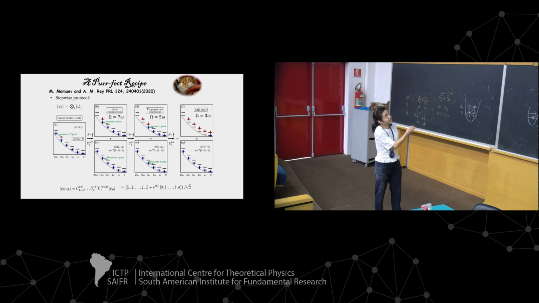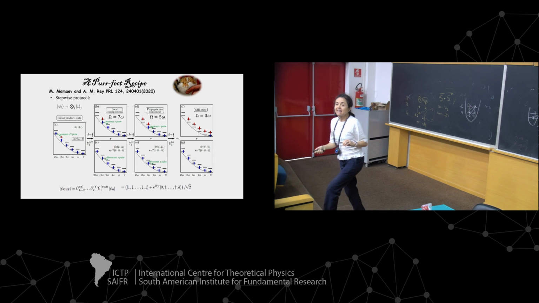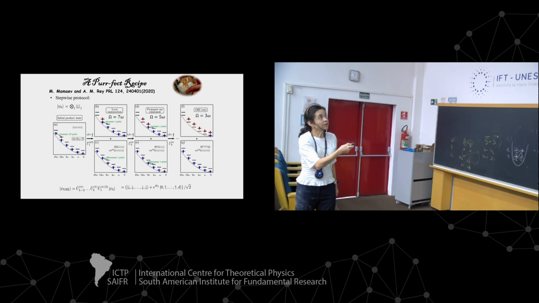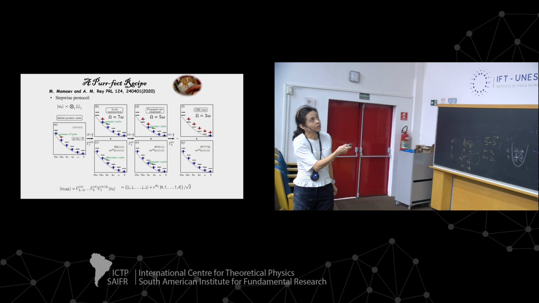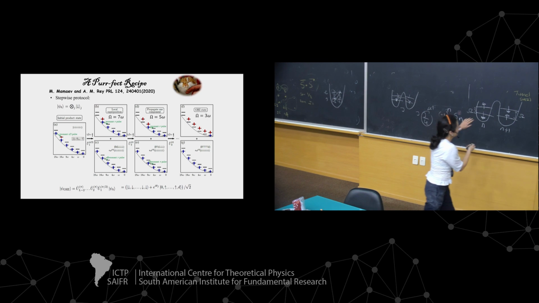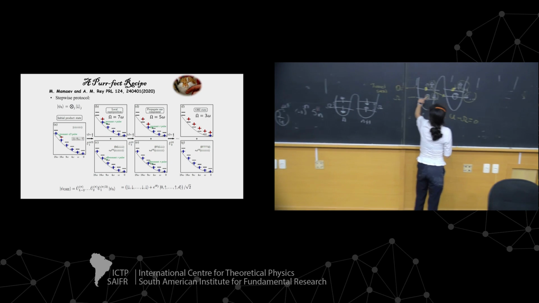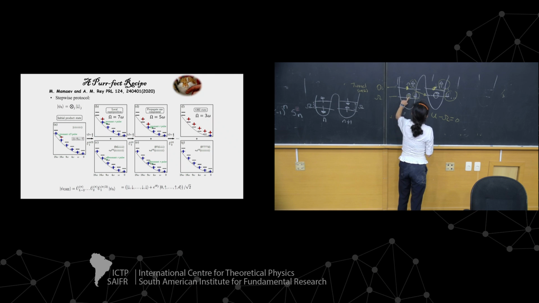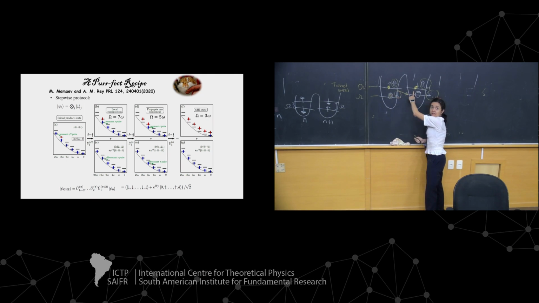So I create a state where I have a doublon in a given site. Now I let the system tunnel, but you can see that this particle is going to tunnel to this other side. And then this is now doubly occupied because it has the other particle.